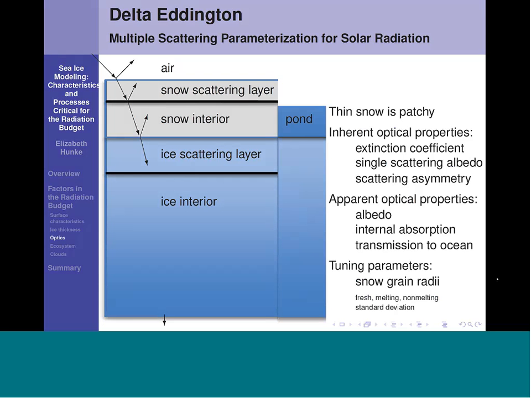So we assume that the very thin snow is patchy, so it doesn't cover the entire area of the ice. And we use parameter values that are based on measurements for basic or inherent optical properties, such as the extinction coefficient, single scattering albedo, and the asymmetry parameter for the scattering. From these, we compute the apparent optical properties that are used in the sea ice thermodynamic model, such as the albedo, the internal absorption, and radiation that's transmitted to the ocean. This very detailed parameterization is based on fundamental physics, and so our tuning parameters are things like the snow grain radii, of which there are several different kinds.